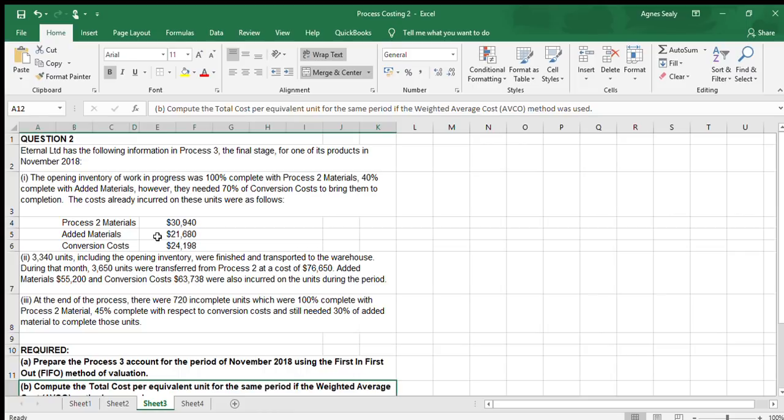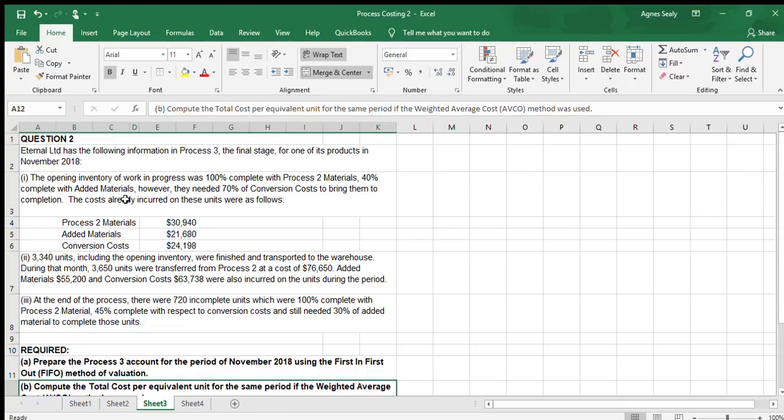Now, we are going to use this example question called Eternal Limited to demonstrate. So let's look at this question, and we are going to work out all the necessary information to come up with our process account. It says Eternal Limited has the following information in process 3, which is the final stage for one of its products in November 2018.